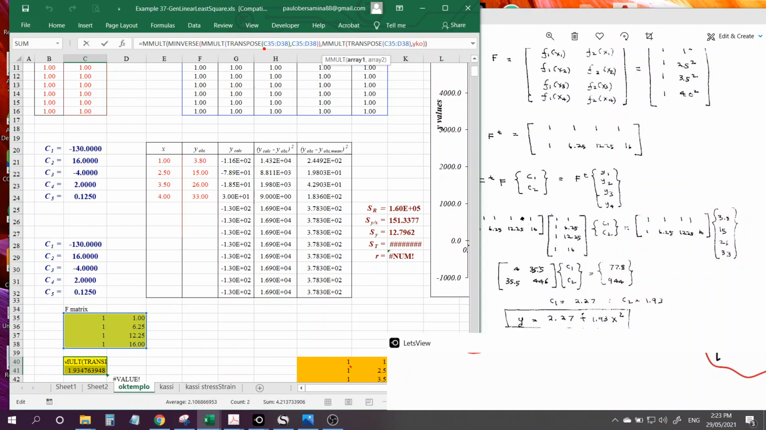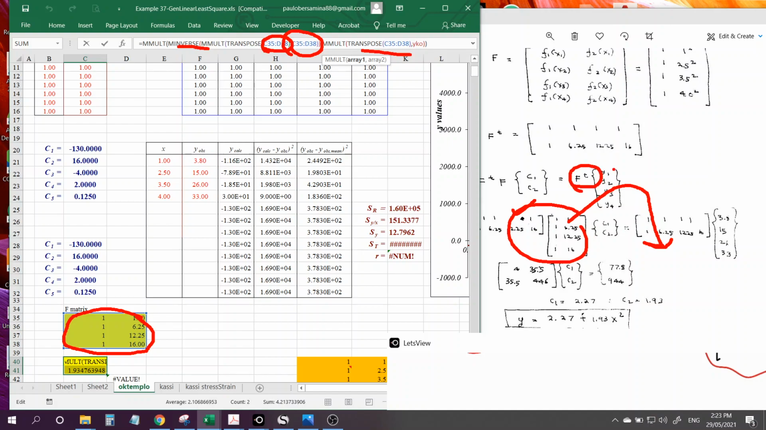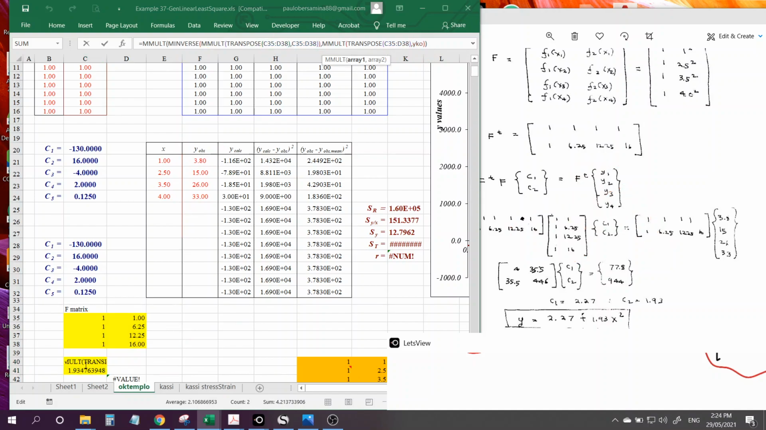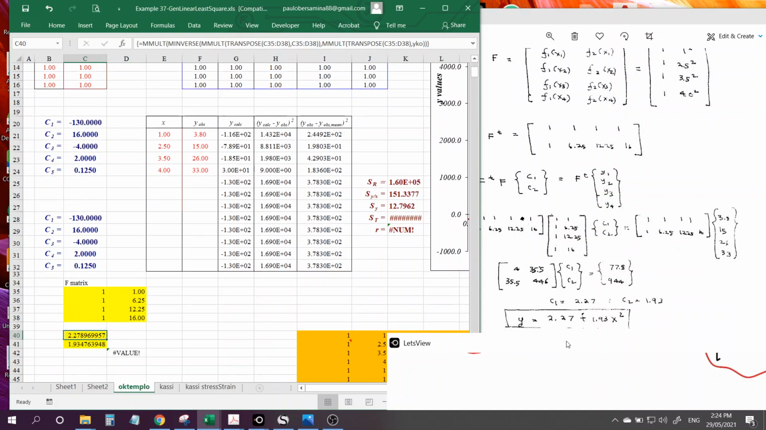So I transpose this range, our F. This is finding the transpose of this, and then multiply it to itself, to the F matrix. The transpose times the F matrix, then finding the inverse of that, because that will be here, then multiply to the transpose of the F again. F transpose times the Y. My Y matrix is basically this one. And so performing that, I have this answer, getting the C unknown coefficient matrix, which is 2.27 and 1.93.